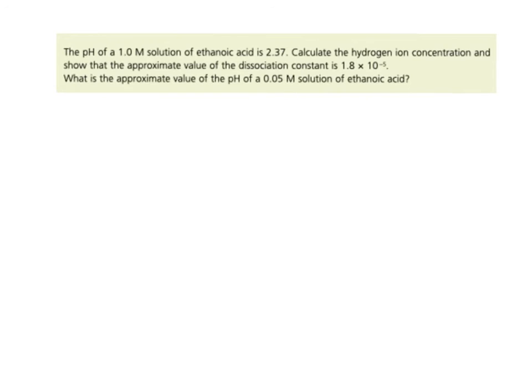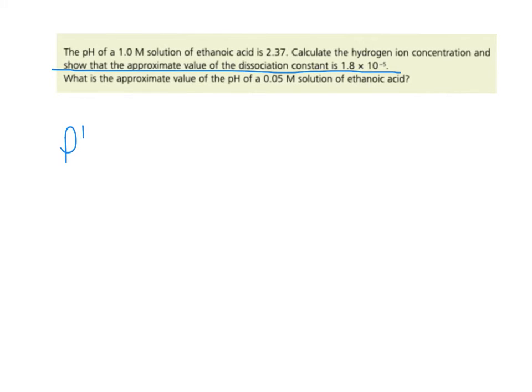Okay, final question. Again, this is split up into two parts, so we're going to break it up into two questions. Calculate the hydrogen ion concentration and show the approximate value of the dissociation constant is that. Now, we've been given the value for pH.